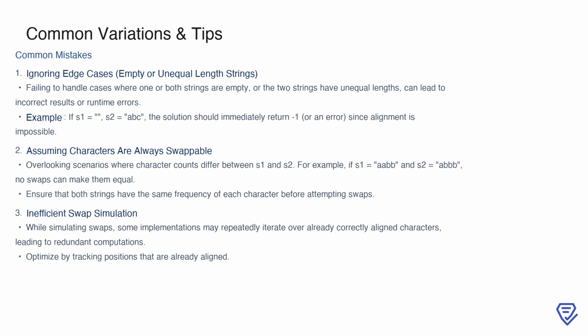Another error is assuming characters are always swappable. If the character frequencies in S1 and S2 are different, no amount of swaps can make the strings equal. Take S1 as AB and S2 as AB, the mismatch in character counts makes alignment unattainable. Lastly, inefficient swap simulation can be a pitfall. Iterating unnecessarily over already aligned positions wastes computation time. Instead, focus on tracking which positions are mismatched and concentrate efforts there.